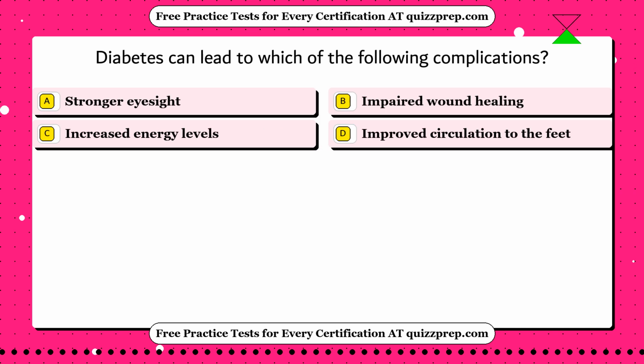Question 43. Diabetes can lead to which of the following complications? Option A. Stronger eyesight. Option B. Impaired wound healing. Option C. Increased energy levels. Option D. Improved circulation to the feet.